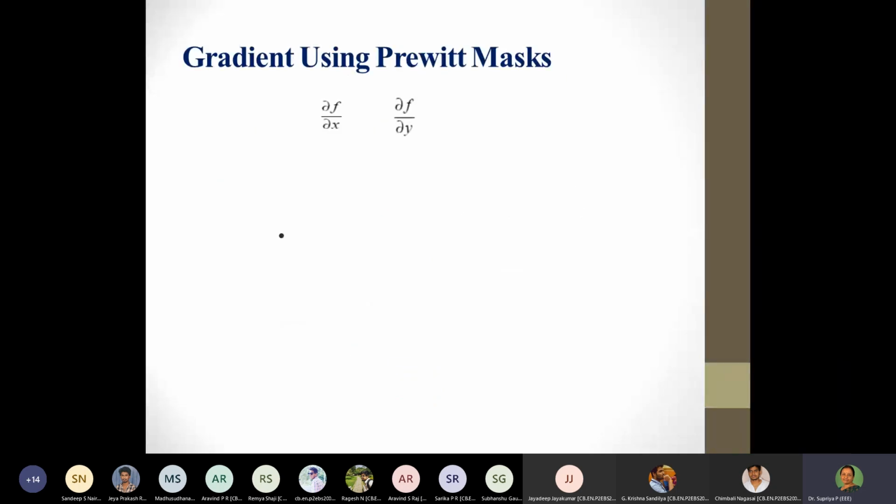One is how are we going to evaluate the gradient using the Prewitt's mask? We know it is going to be using the expression of dou f by dou x and dou f by dou y. That was what we did for Roberts mask also. Then what is special about Prewitt's mask?